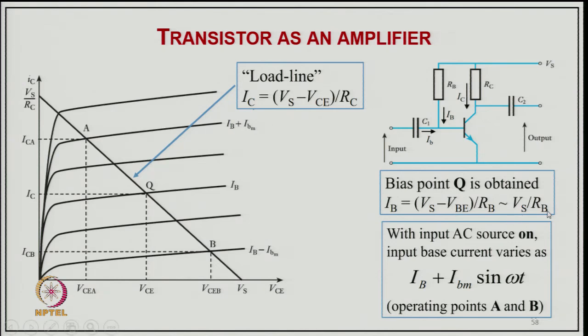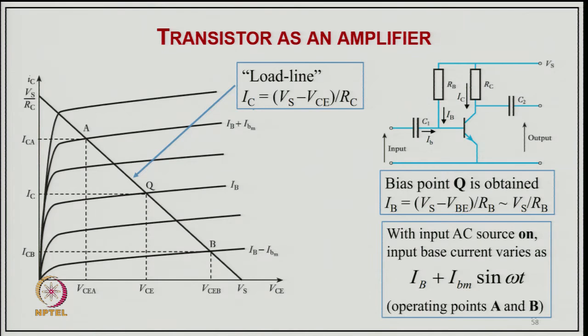So, it will be approximately equal to Vs upon Rb, and with the input AC source, the input base current will be IB plus IBM sin omega t. This is a very small signal added to the IB. So, we presume that this current will always be a positive current, so that it operates all the time with the DC signal only, with a kind of pulsating current over the IB here.